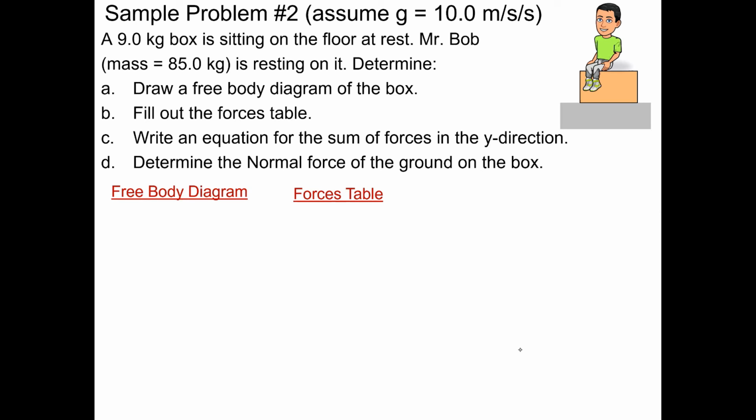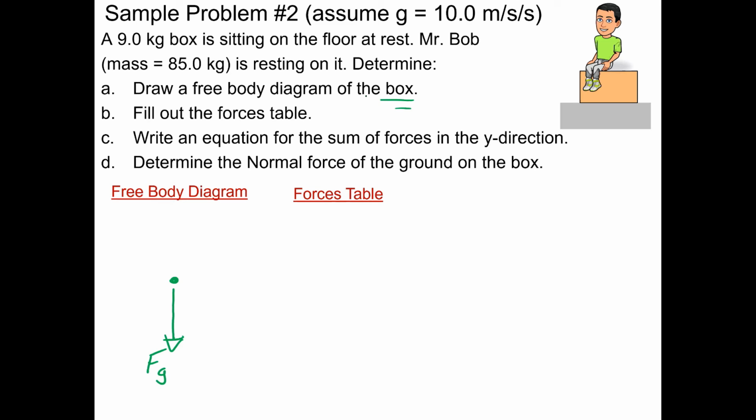So here we go, free body diagram. Well, same as last problem, we have force due to gravity. And by the way, we're doing a free body diagram of the box. I just want to emphasize something. Sometimes students get confused because they say, well, wait a second, the box is pushing on the floor and the box is pushing up on Mr. Bob. Yes, but those are forces that I feel and the floor feels.